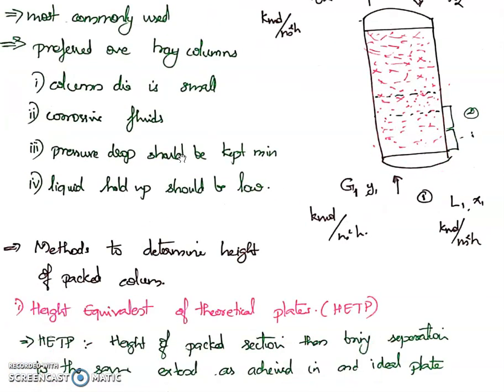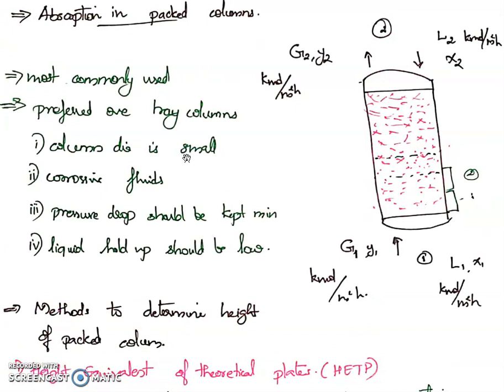So here we cannot find the number of trays because there is no tray, but what we need to find is the height of the packed column to achieve a particular composition change, or to achieve a particular transfer of solute from the gas phase to the liquid phase. So to solve this, let us consider an absorption column, a packed column like this, and I have identified two locations, 1 and 2. The gas phase is entering from location 1 and leaving from location 2. Similarly, the liquid phase is entering from location 2 and leaving from location 1.